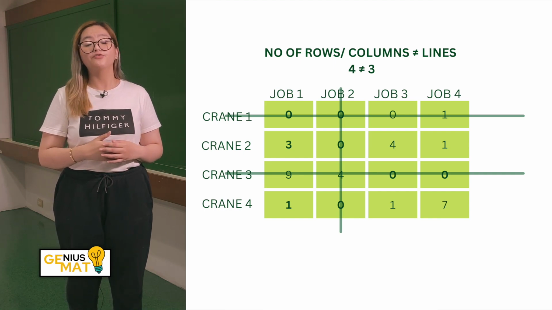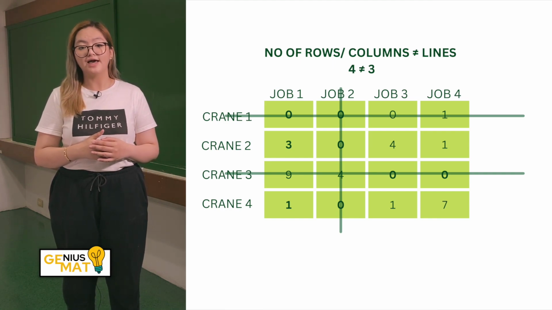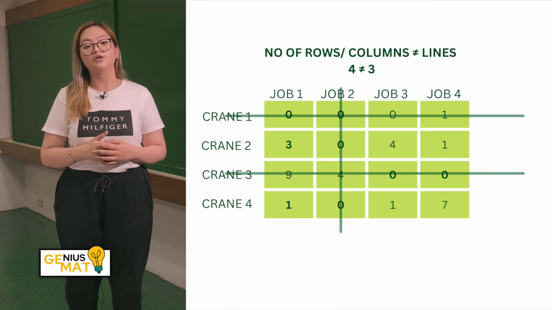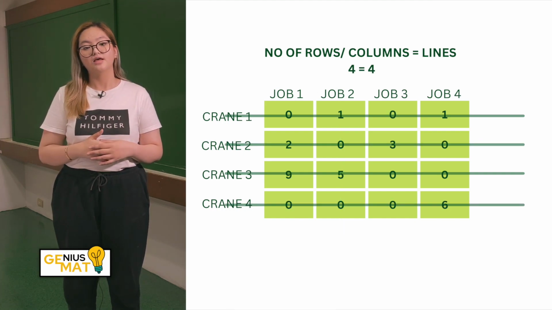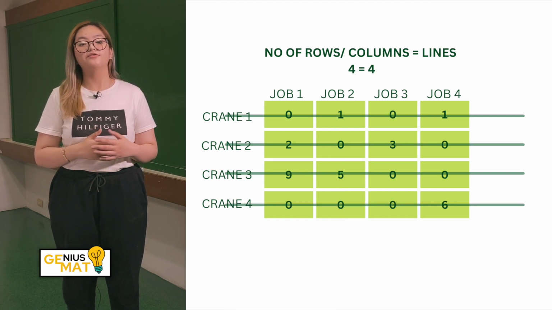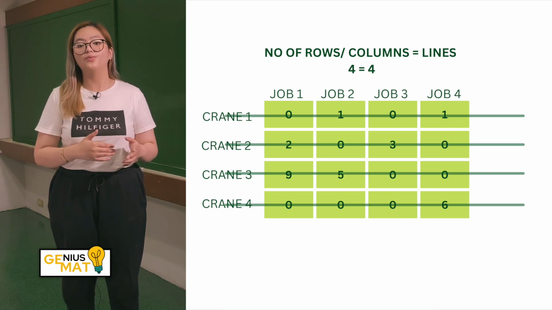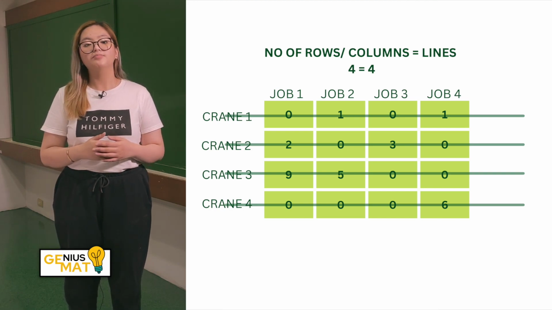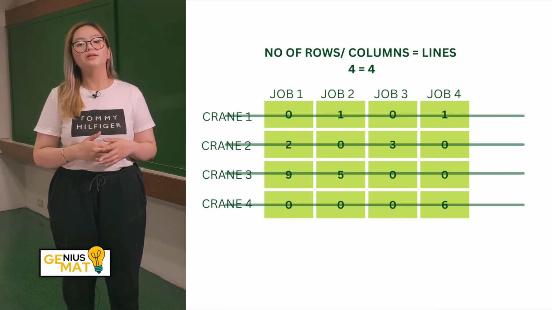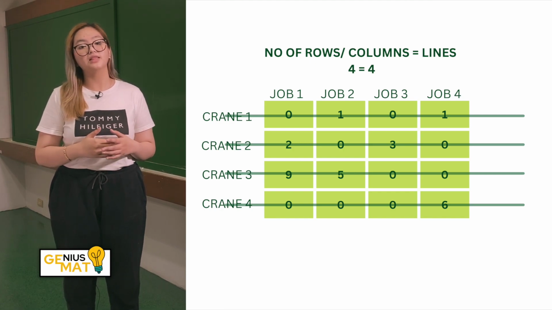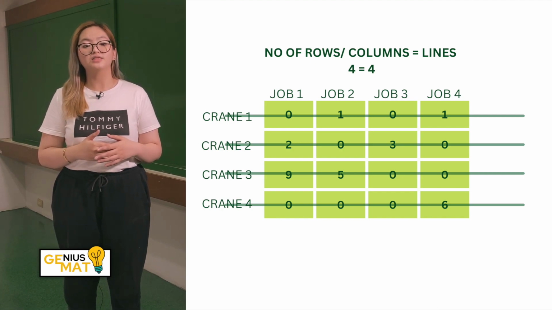Now, the number of rows or columns is equal to the lines. Then, we can make our final assignment. After much process, we have now found our optimal solution. We can now make the final allocation through picking a column or row with the least number of zeros and make the assignment. Eliminate that row and column and repeat these steps until all assignments have been made.